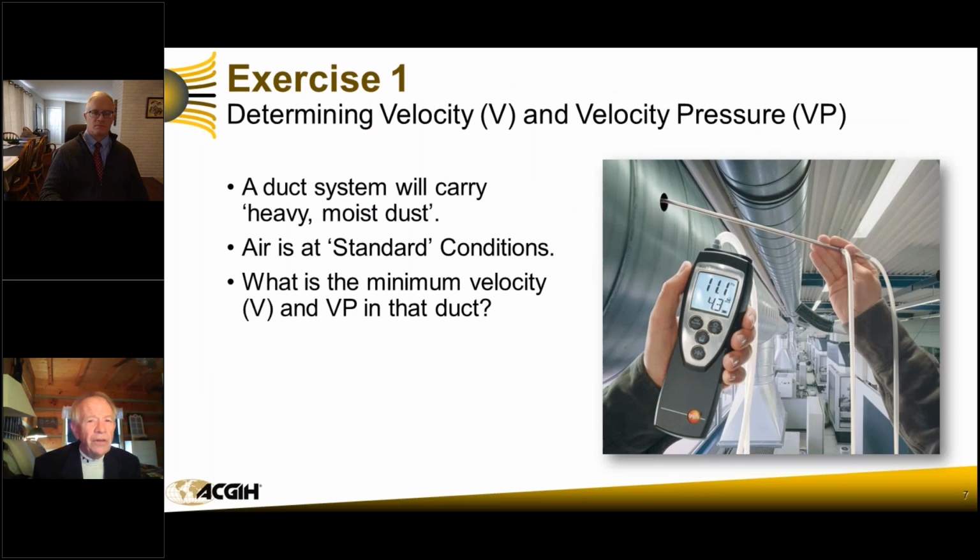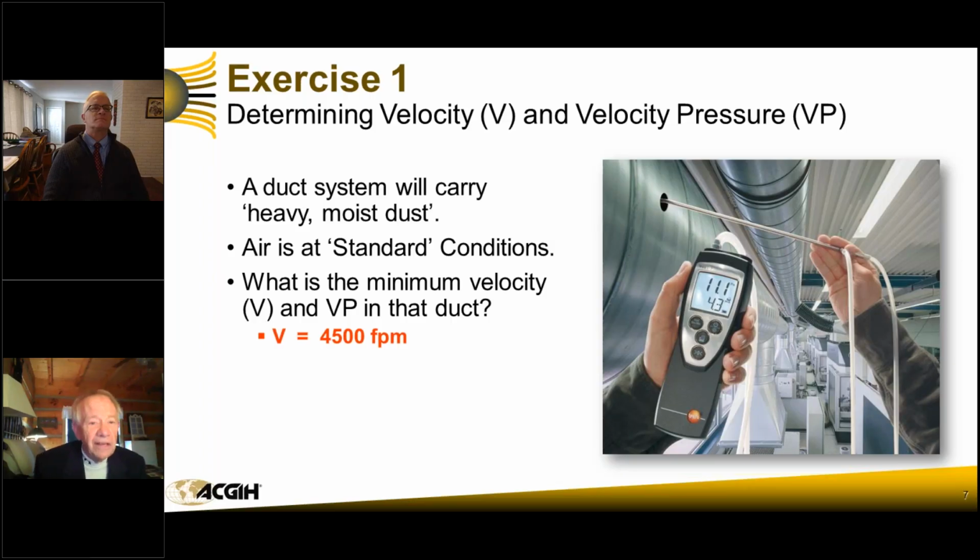What we want to talk about is how do we determine the velocity and the velocity pressure? How do we do this? Well, let's talk about a duct system that will carry heavy, moist dust, and air is at standard condition. What's the minimum velocity and velocity pressure in that duct?